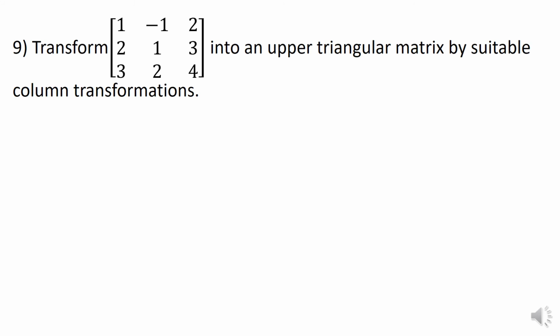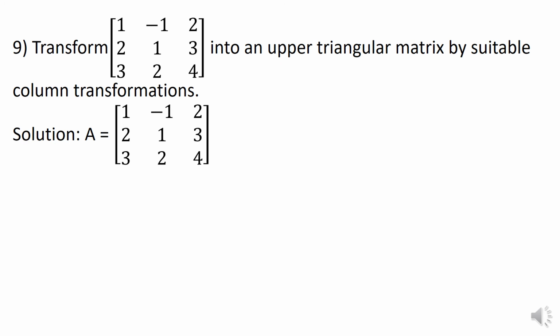In this sum, transform the given 3 by 3 matrix into an upper triangular matrix by suitable column operations. Now what is an upper triangular matrix? Yes, the elements below the diagonal should become 0. So all these elements, that is 2, 3 and 2, we have to convert them into 0.